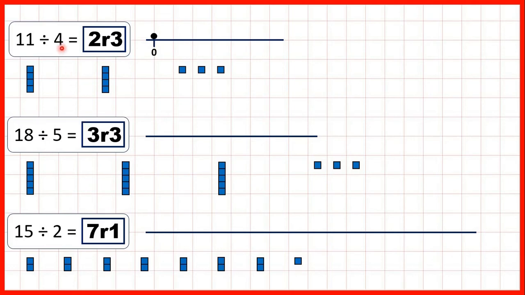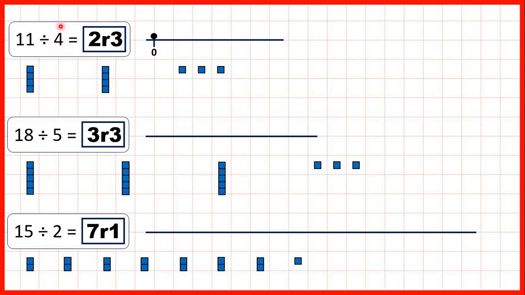Now notice there's a pattern here. 4 times 2 is 8, plus 3 is 11. 5 times 3 is 15, and then 15 plus 3 is 18. And 2 times 7 is 14, and then from 14 we need to add 1 to get to 15. Also, another rule is that the remainder has to be less than the divisor.